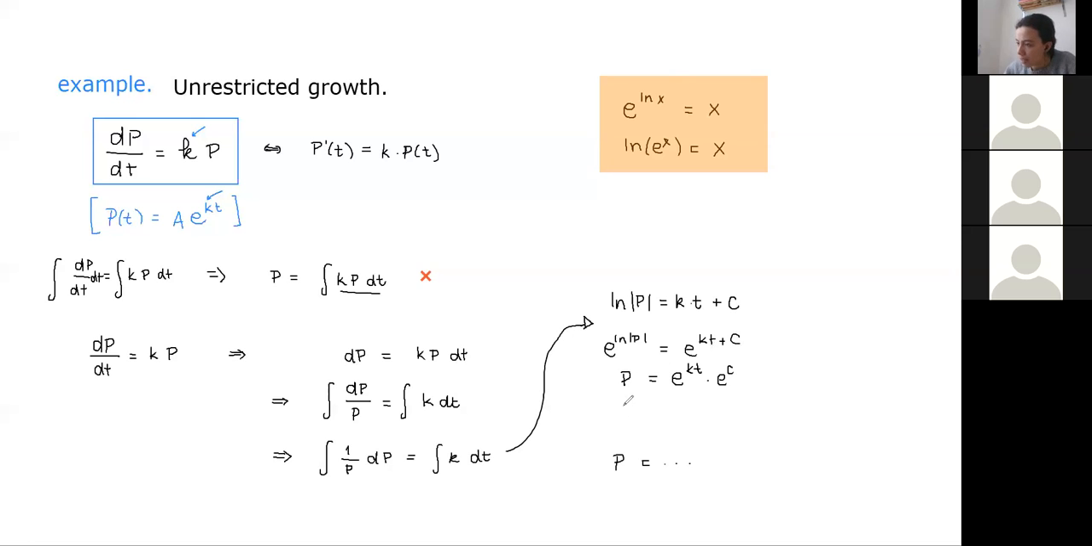So now we have that p is equal to e to the k times t times e to the power of some constant. But this term over here is just e to the power of some constant. So this constant can take any possible value that we want, which means that this term is just going to be denoted by some other letter. There's no reason why I need to keep that as e to the c. So I can just denote this by the constant a. And this means that p is going to be equal to some number a times e to the kt.